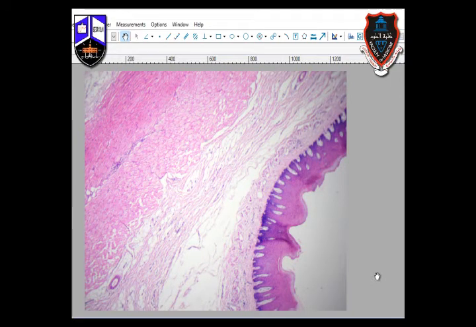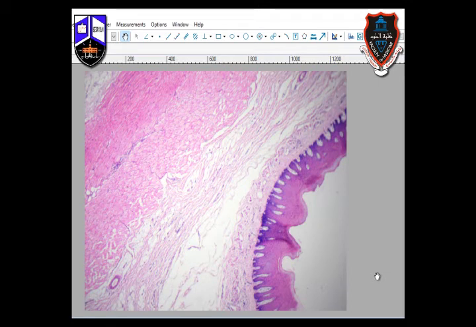In the second part of our practical, we will see the types of connective tissue. According to the arrangement of the cells, fibers, and ground substance, the connective tissue can be divided into three main categories, including the connective tissue proper, the embryonic connective tissue, and special connective tissue. The connective tissue proper is either a loose connective tissue or a dense connective tissue.